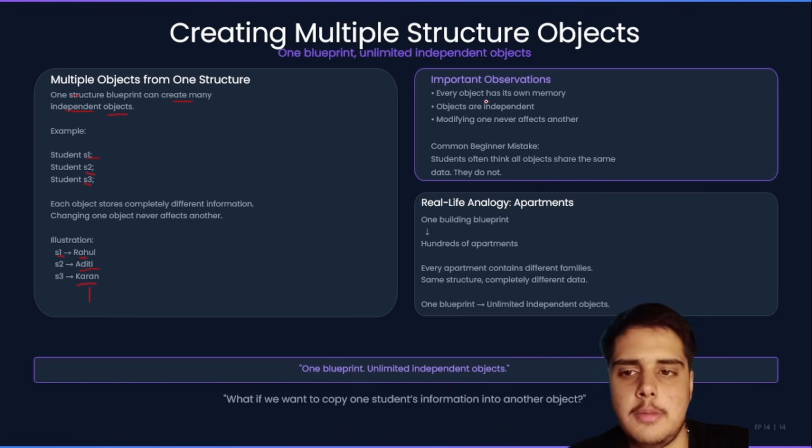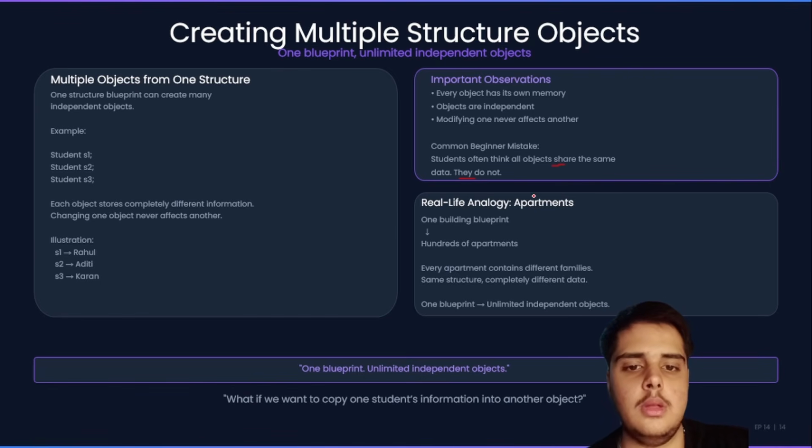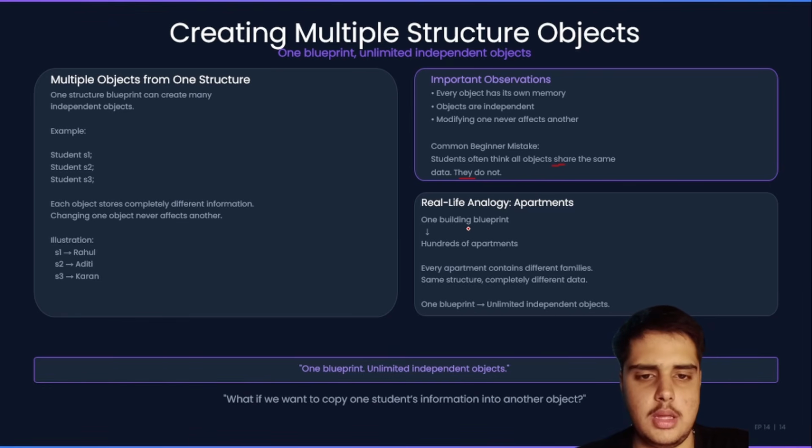An important observation is that every object has its own memory. Objects are independent, and modifying one never affects the other. These three are very important points. But some students often mistakenly think all objects share the same data, which they do not. A real life analogy is apartments: one building blueprint forms hundreds of apartments. Every apartment contains different families, same structure, completely different data. So, one blueprint, unlimited independent objects.